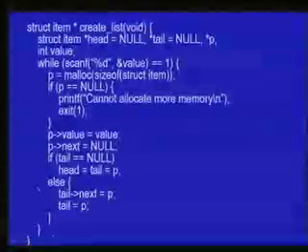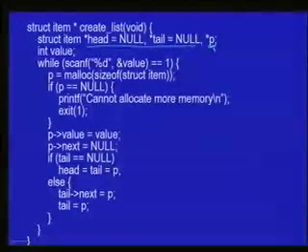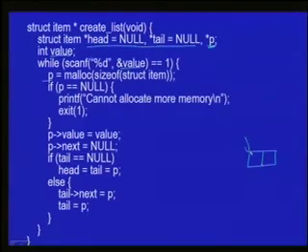So let's look at the code. We initialize head and tail to null, and P will be the pointer to the newly allocated element. Value is as before, so we read a value, and we allocate a new structure for holding this value. If P is null, we print an error message and exit, etc. So this P points to the new value, to the new structure that has been allocated.